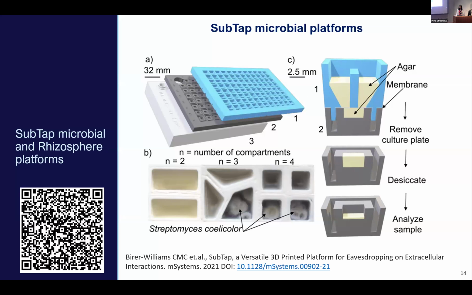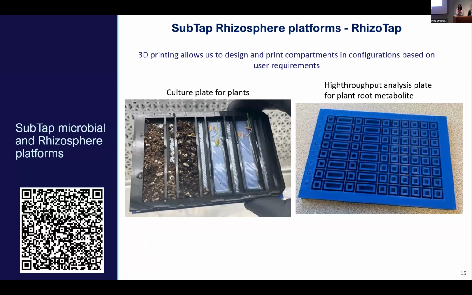And then we have other platforms called the SubTEP microbial and plant platforms. These are 3D printed platforms and were inspired by an EMSL user. In these platforms, we are able to grow plants and microbes. These are very high throughput. There are two platforms. One is the culture plate, where we can culture plant and microbe, as you can see here on the far left side.